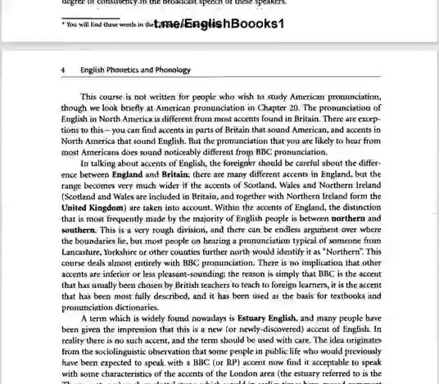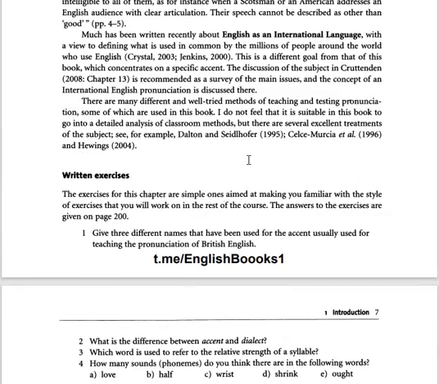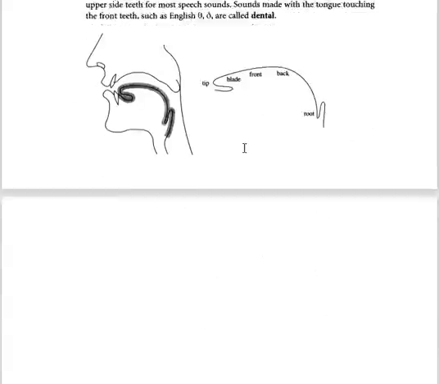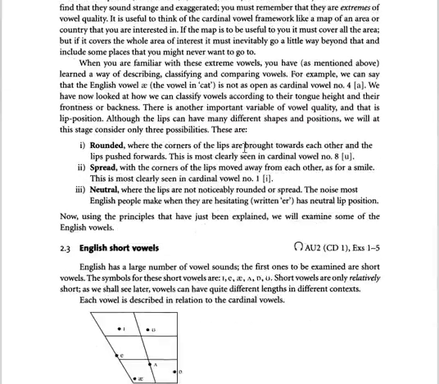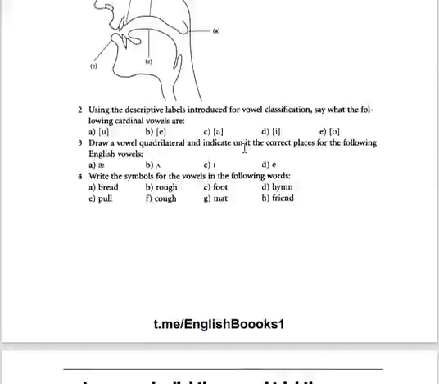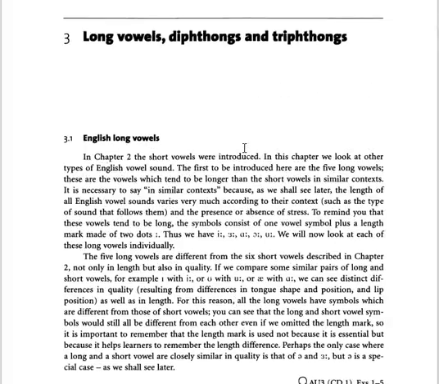As we said, on page 16 we will find the information about long vowels, diphthongs and triphthongs. As you see on this page 16 in our textbook: English long vowels. In chapter 2, the short vowels were introduced. In this chapter, we look at other types of English vowel sound.